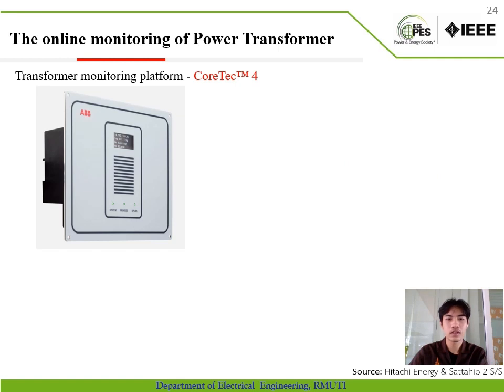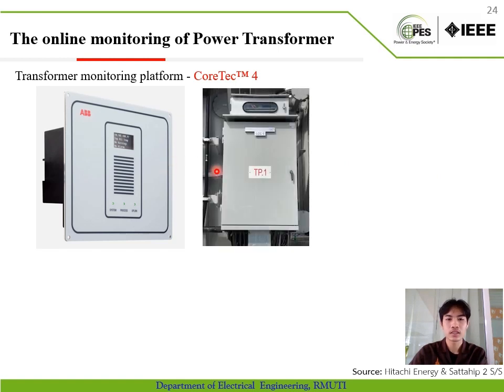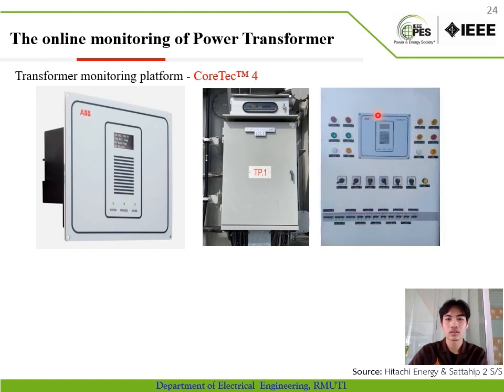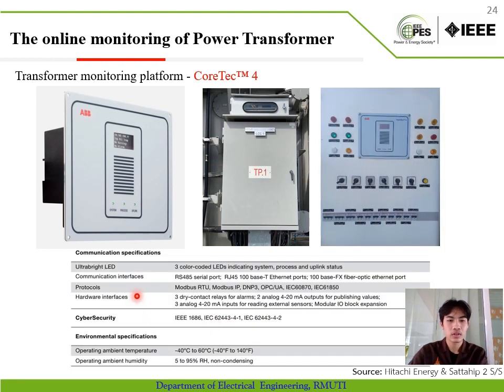And this is the interface of Contact 4. We install it in a local cabinet box. And it supports many protocols such as Modbus RTU, Modbus IP, and so on. And it can operate at ambient temperatures between minus 40 degrees Celsius and 60 degrees Celsius. And it uses communication interfaces such as RS485 serial port, RJ45 100BASE-T, Ethernet port, etc.